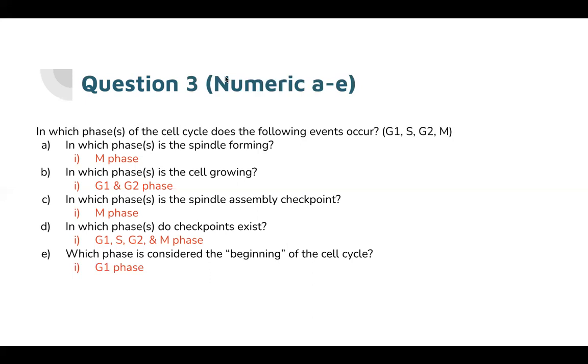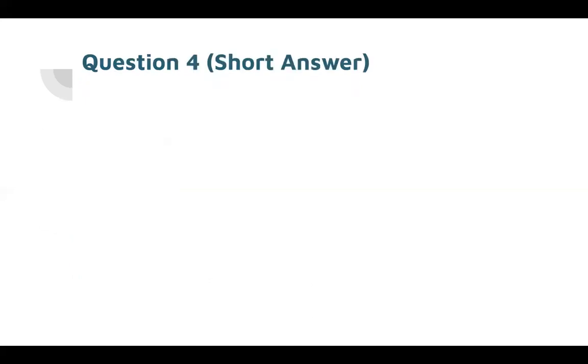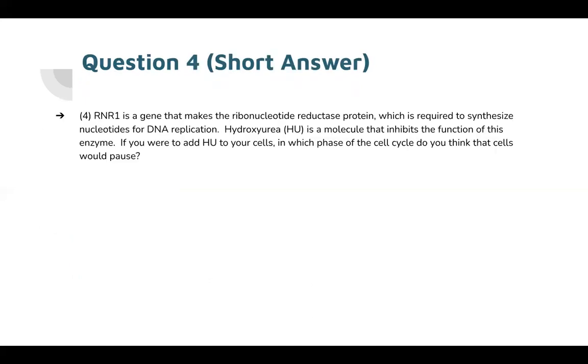All right. Question number 4, short answer. I believe this is a problem set question, so make sure you double check your answer on your problem set if it doesn't align. Question number 4 states that RNR1 is a gene that makes ribonucleotide reductase protein, which is required to synthesize nucleotides for DNA replication.